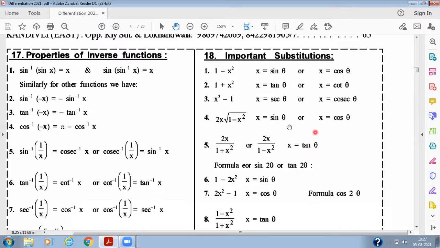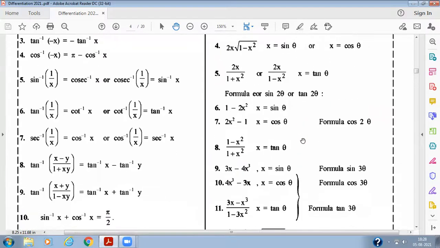Because if we put x is equal to tan theta, so the first half is going to become 2 tan theta upon 1 plus tan square theta, that equals nothing but sine 2 theta, and 2 tan theta upon 1 minus tan square theta becomes tan 2 theta. That is how it works. Sixth one, if the expression is 1 minus 2x square, we put x is equal to sine theta. Even the formula for that is nothing but cos 2 theta.